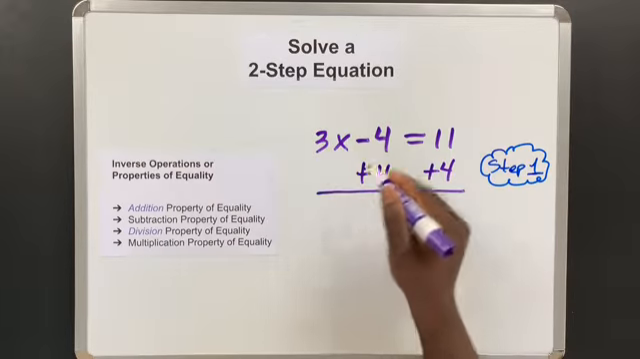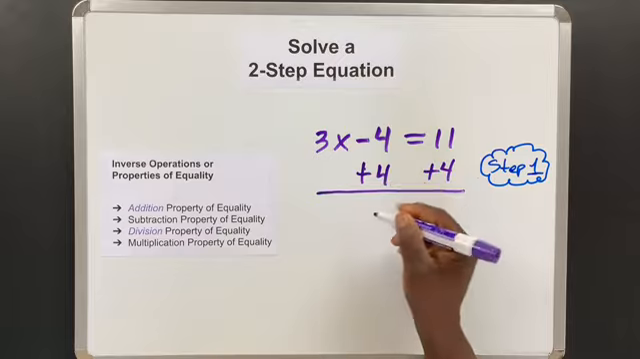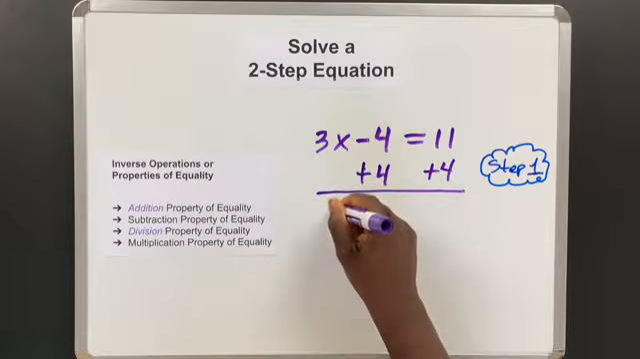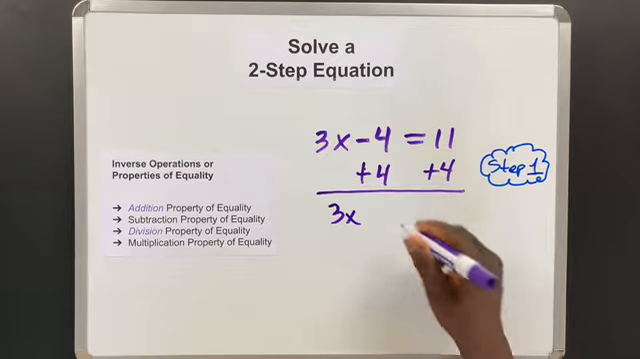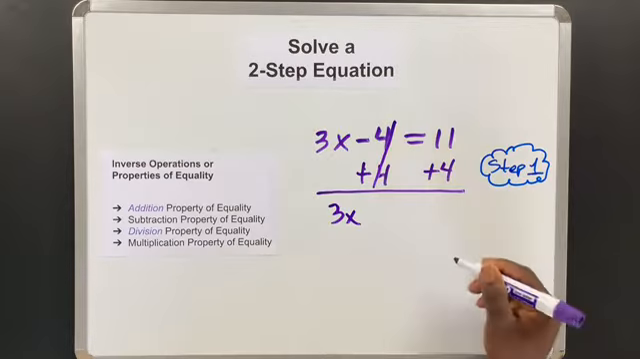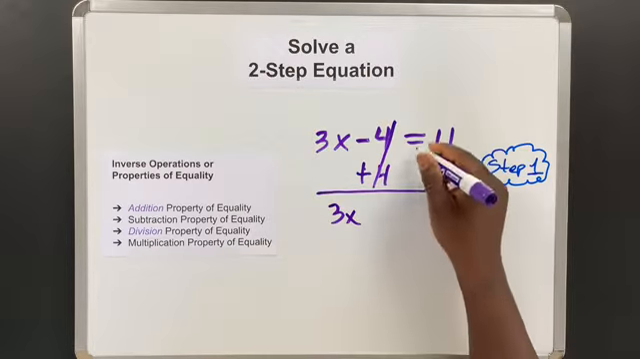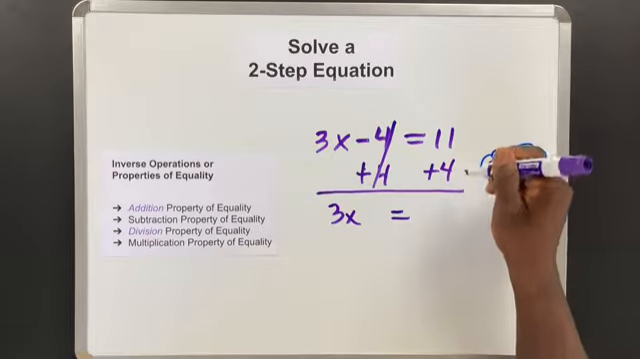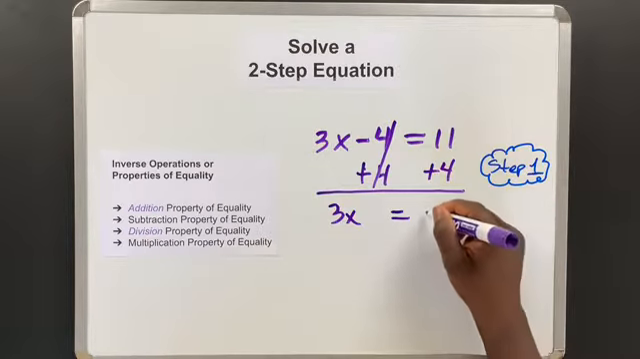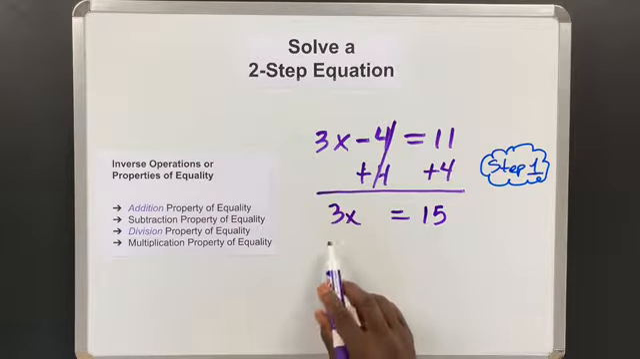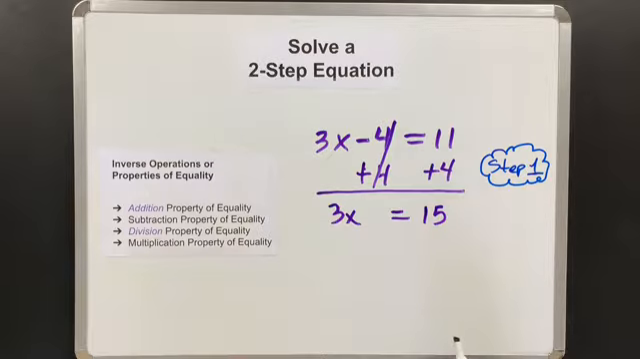Now we go back to the left side. We add down. 3 times x plus 0 is 3 times x. Negative 4 plus positive 4 is 0, so we cross that out. We don't have to write 0. Keep moving across, bring down the equal sign, and then add down again. 11 plus 4, that's 15. Okay, so step number 1 gave us 3 times x equals 15. X is almost by itself.